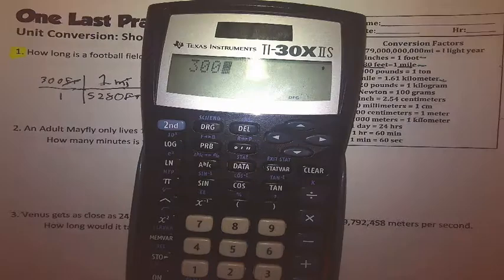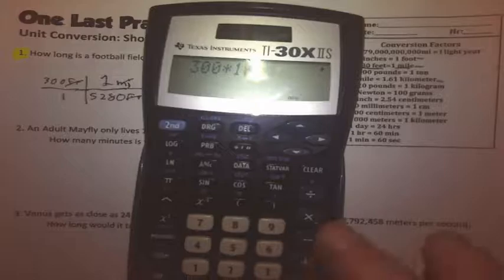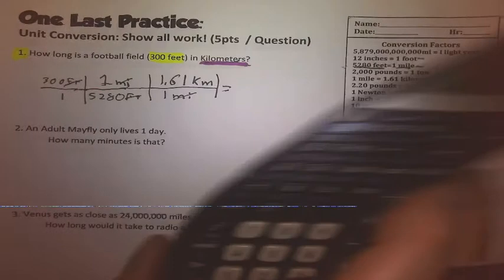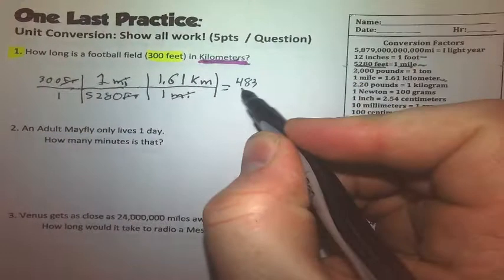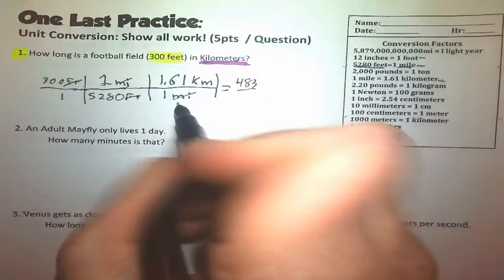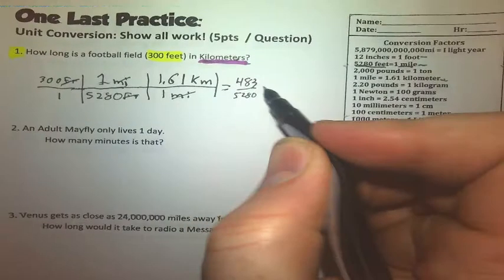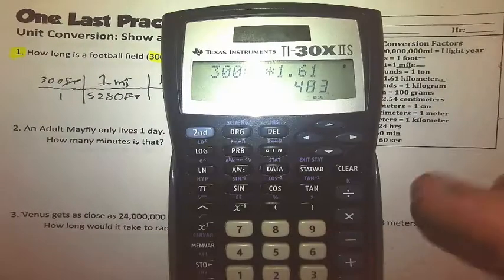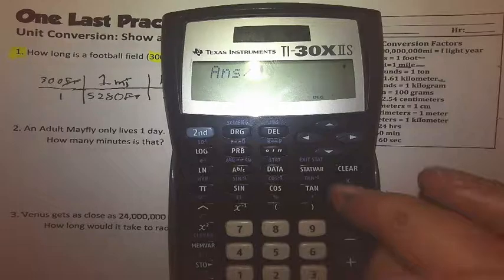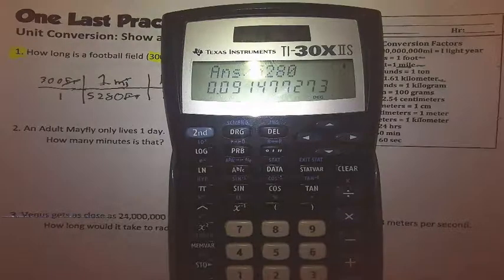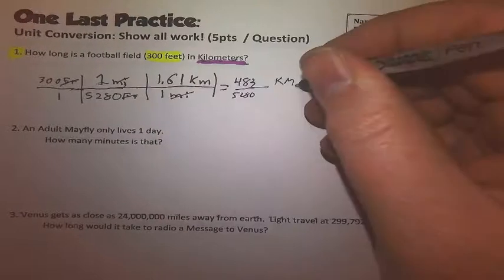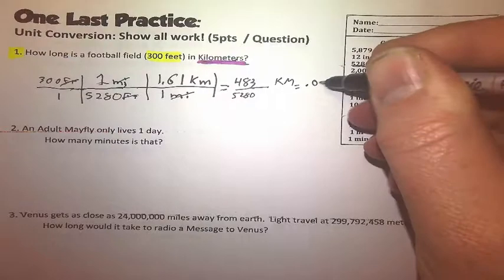300 times 1 times 1.61 equals. So I'm going to have 483 over 1 times 5280 times 1, 5280, and the unit that we're left with is kilometers. So if I do that math, 483 divided by 5280 equals 0.09 kilometers, or 0.0914.